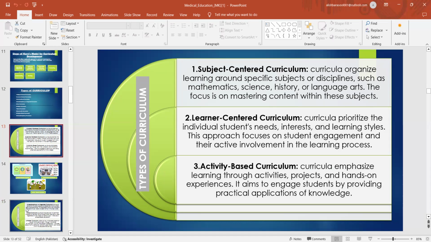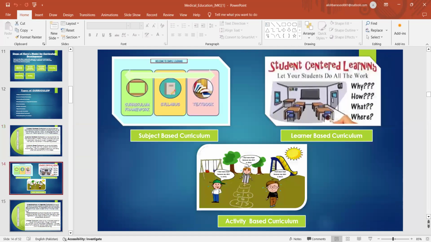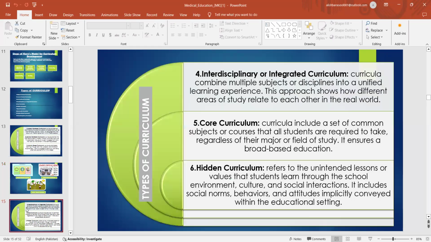Learner-centered curriculum prioritizes the individual student's needs, interest, and learning style. This approach focuses on the student's engagement and their active involvement in the learning process. Activity-based curricula emphasize learning through activities, projects, and hands-on experiences. It aims to engage students by providing practical applications of the knowledge. This is subject-based curriculum, as you can see in the figure. It's textbook and syllabus-dependent, then learner-based curriculum, and then activity-based curriculum.